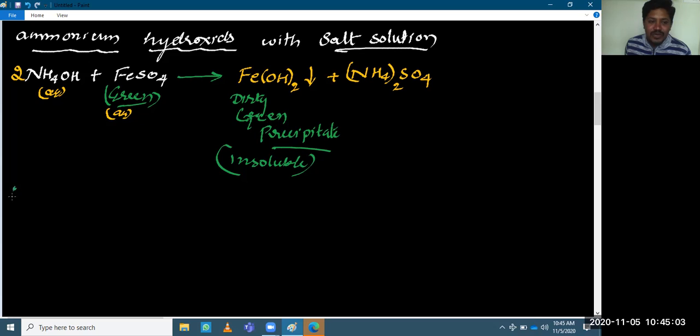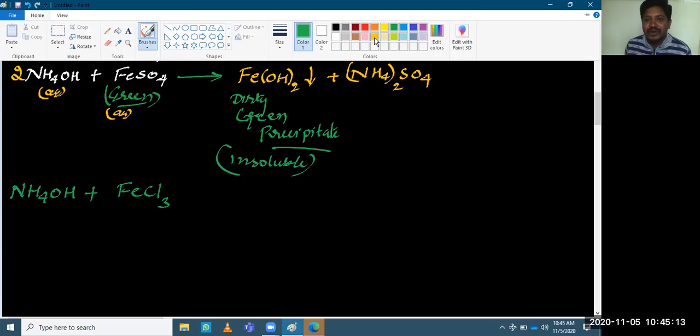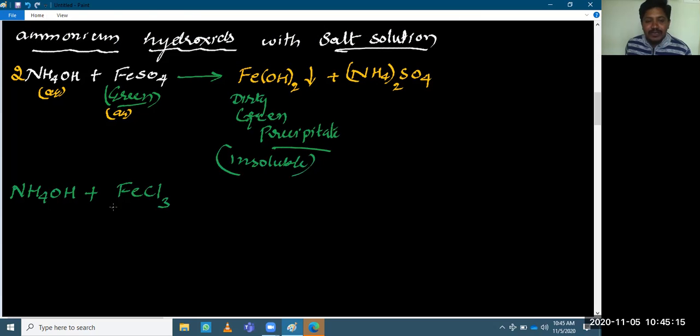Next reaction, what happens to the ammonium hydroxide when we treat it with FeCl3, iron 3 chloride, that means ferric chloride. So basically the initial color of ferric chloride is yellowish. Initially, this is actually a yellow powder. And one more property of ferric chloride is that it is a deliquescent substance.